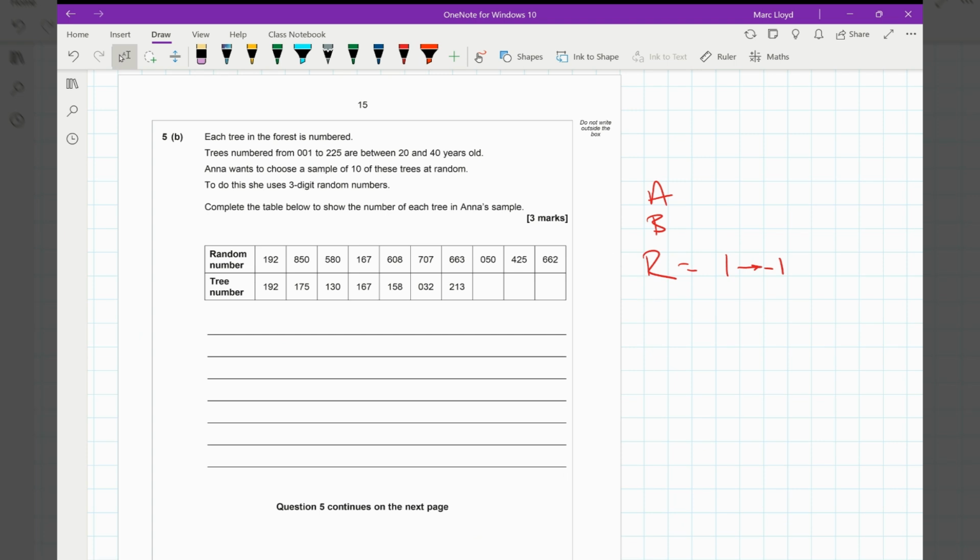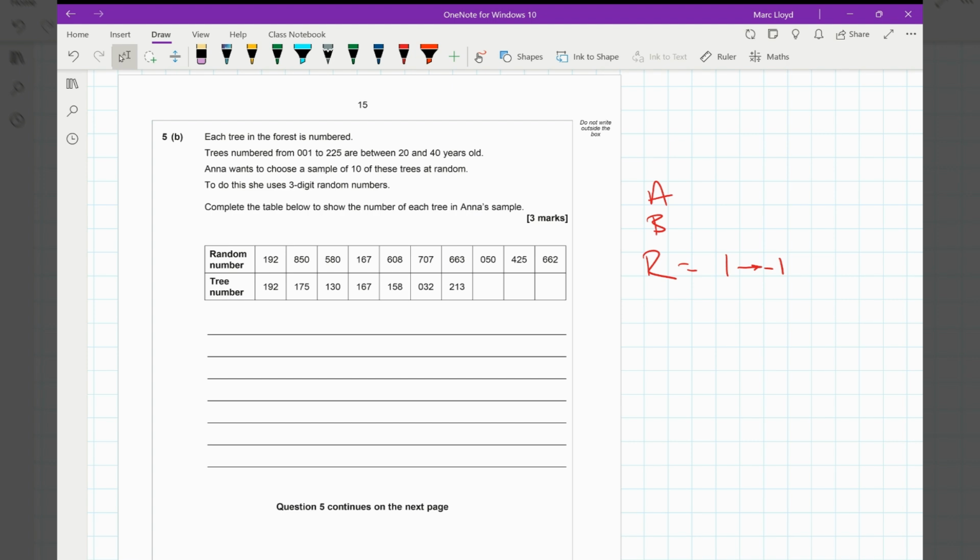So each tree in the forest is numbered. Trees numbered from 001 to 225 are between 20 and 40 years old. Anna wants to choose a sample of 10 of these trees at random. To do this, she uses a 3-digit random number. Complete the table below to show the number of each tree in Anna's sample.